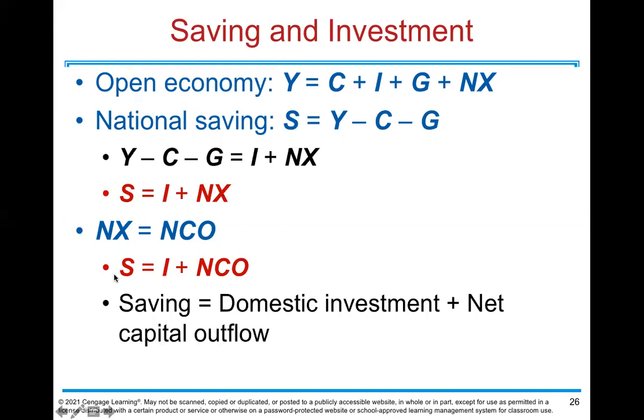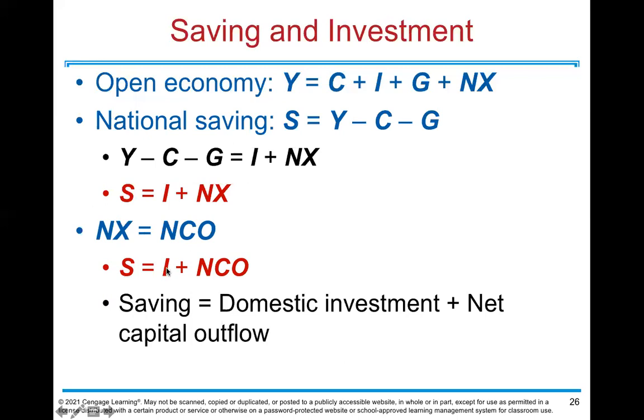Now think about it this way. That means that a country, say the US, produces some output, Y, consumes some of it, the government consumes some of it, and what's left over is going to be our saving. Now, with that saving, I can do two things. I can invest it into the domestic economy, and that's this I right here.